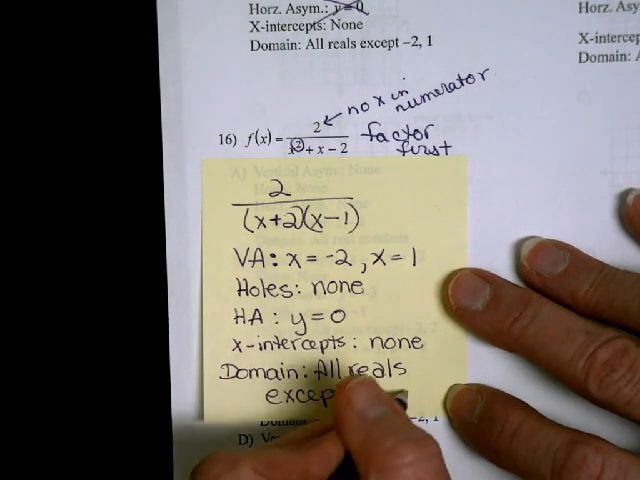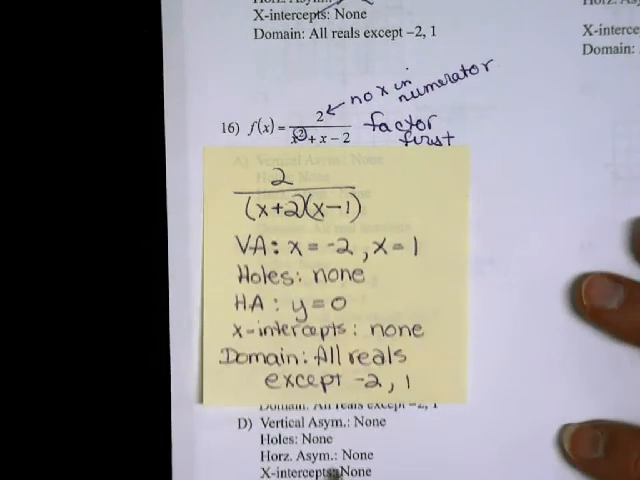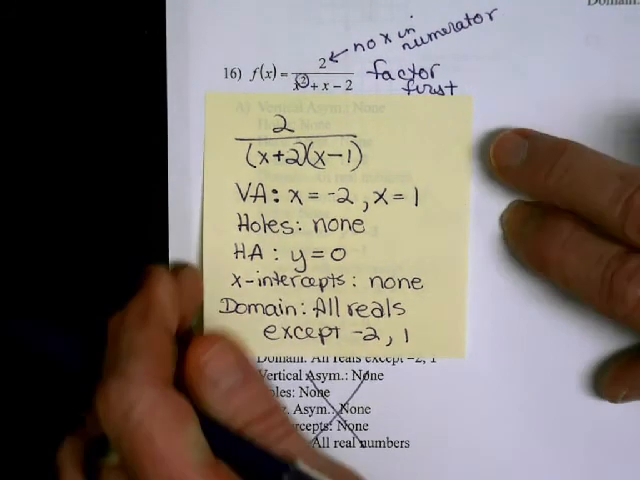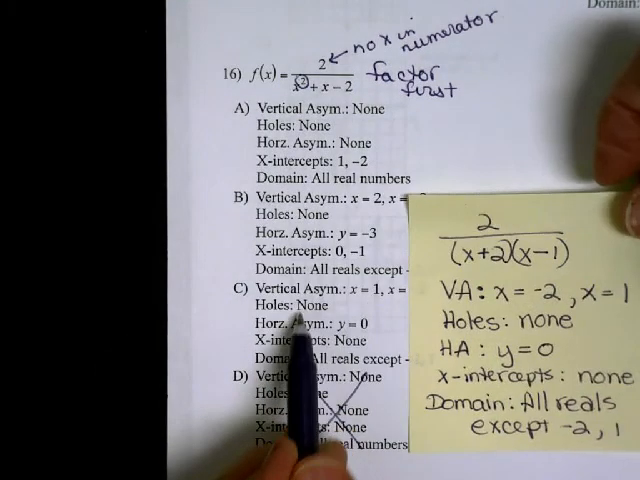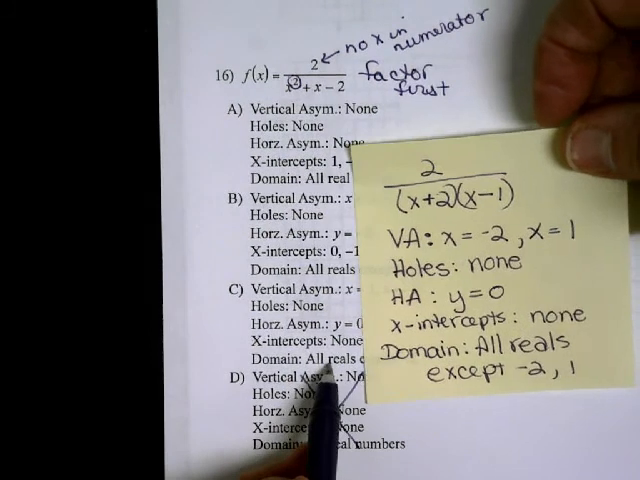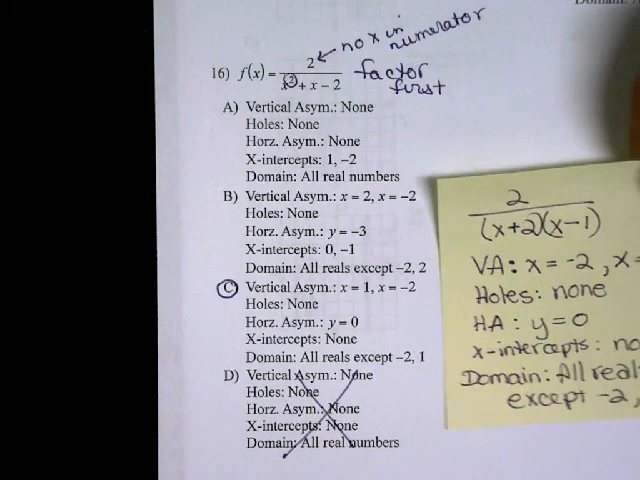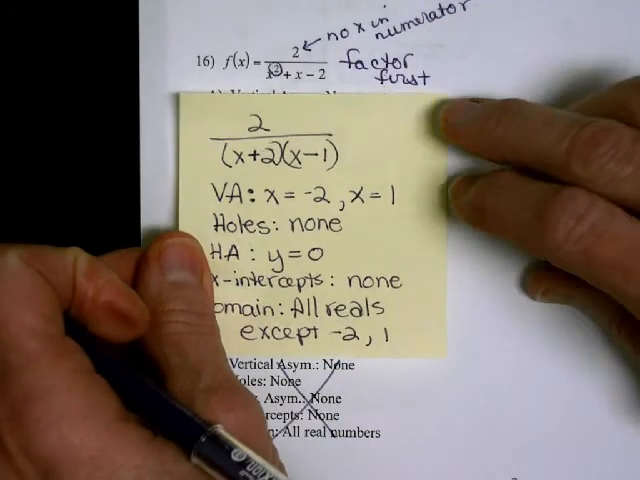Okay, there are no holes, but there are 2 exceptions to the domain. Negative 2 and 1. Yep. So see, you can do it one at a time. So D is out, isn't it? It doesn't have matching things. D is wrong. Which one? C? Okay. Negative 2, 1, none, 0, none, all reals. You got it.